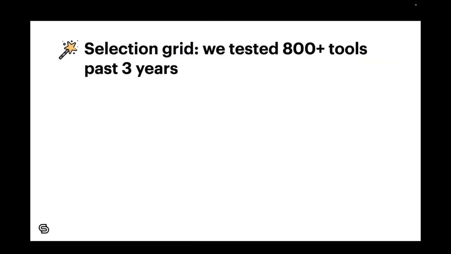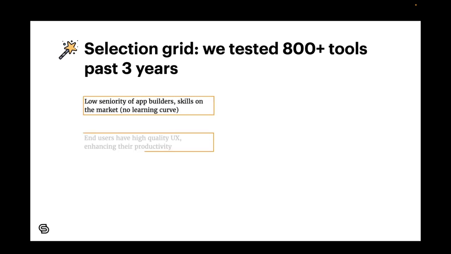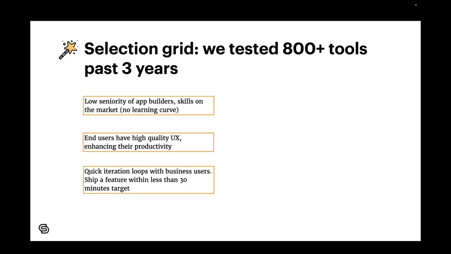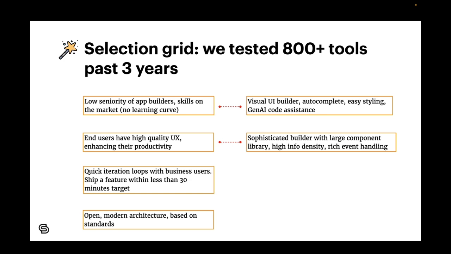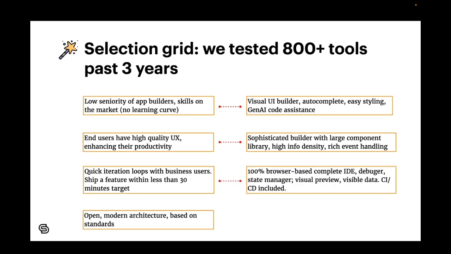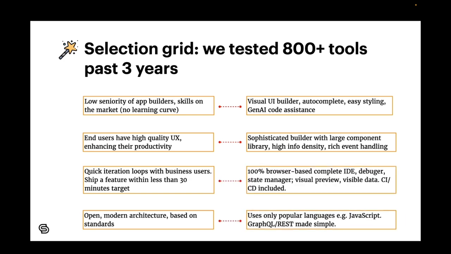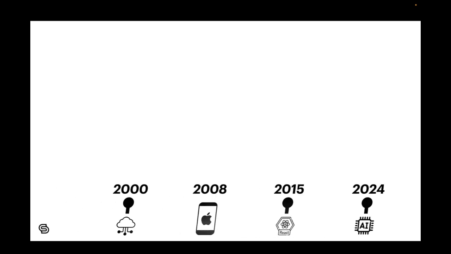In the past 3 years, we've tested over 800 tools with criteria focused on ease of use, quality user experience, and productivity. Visual UI Builder with autocomplete, easy styling, and Gen AI assistance. A builder with a comprehensive component library capable of handling complex events.